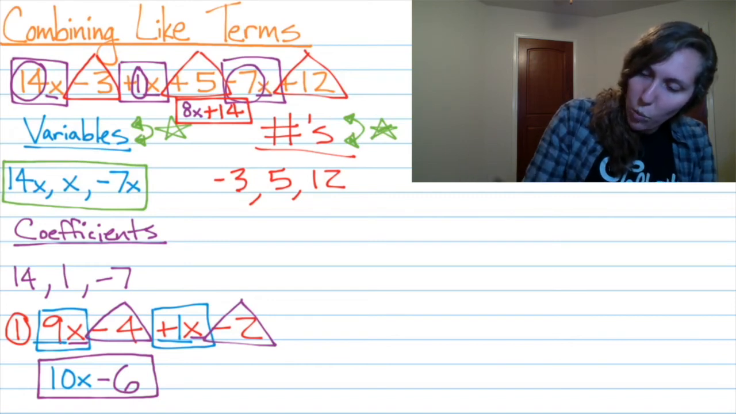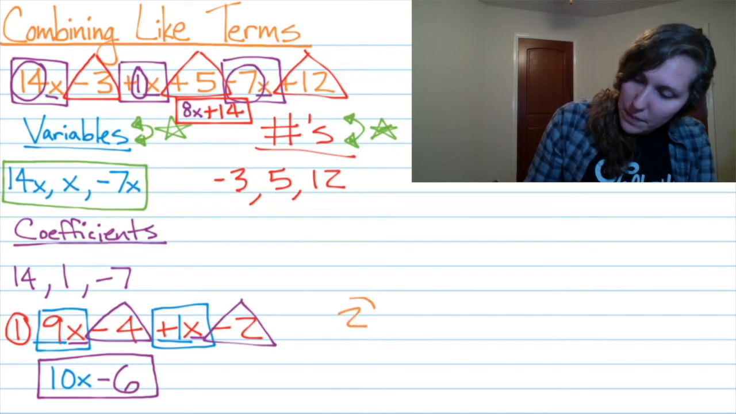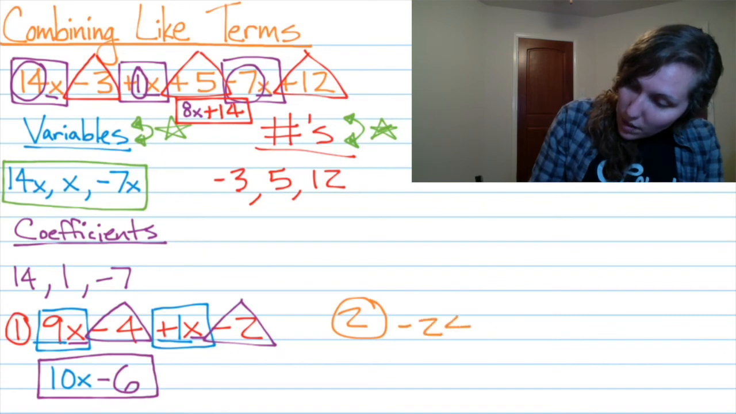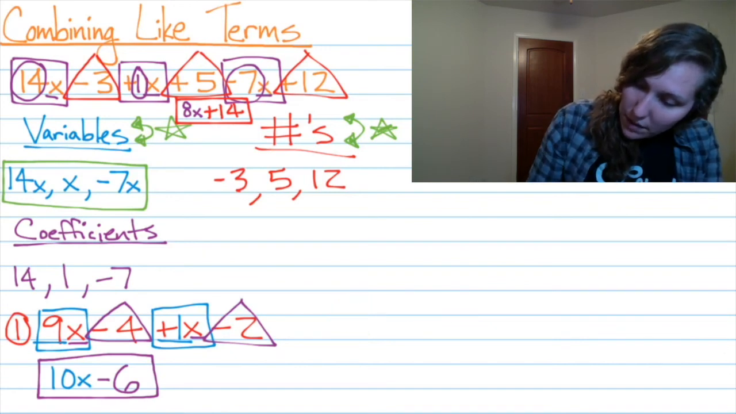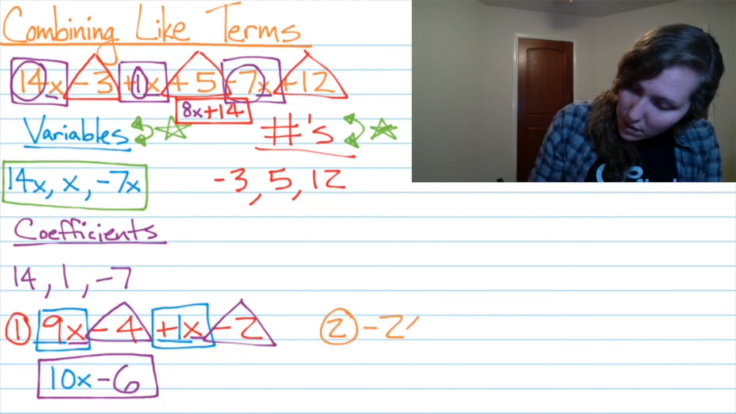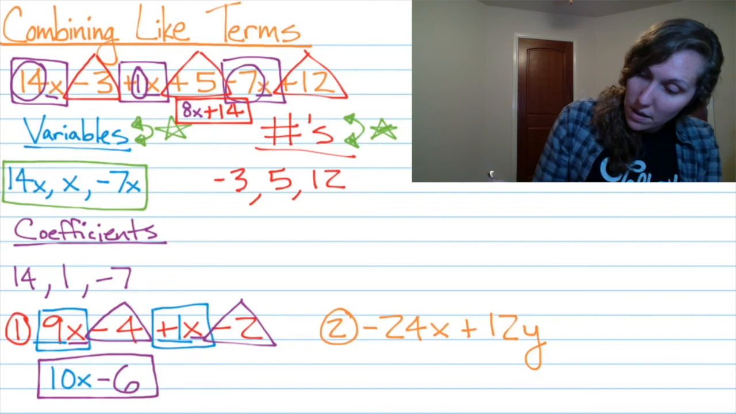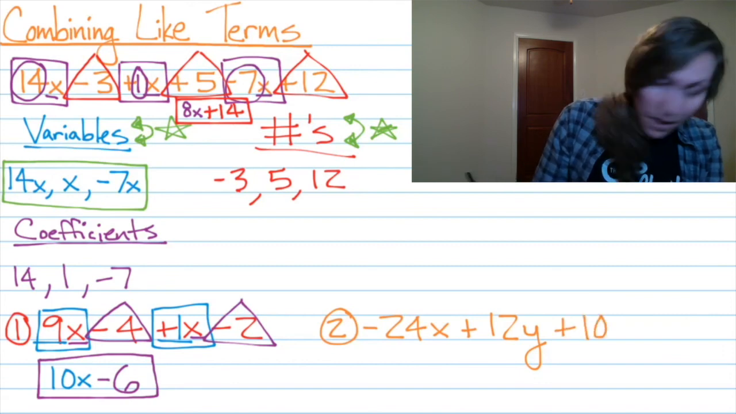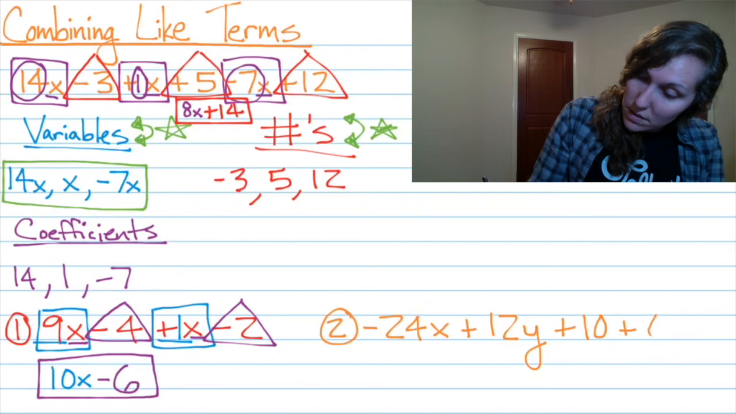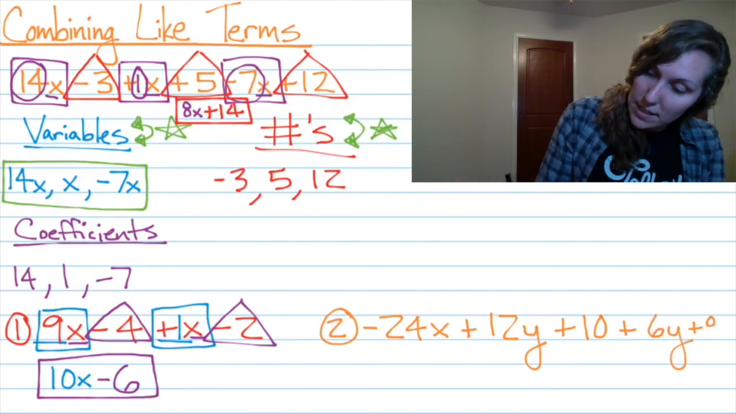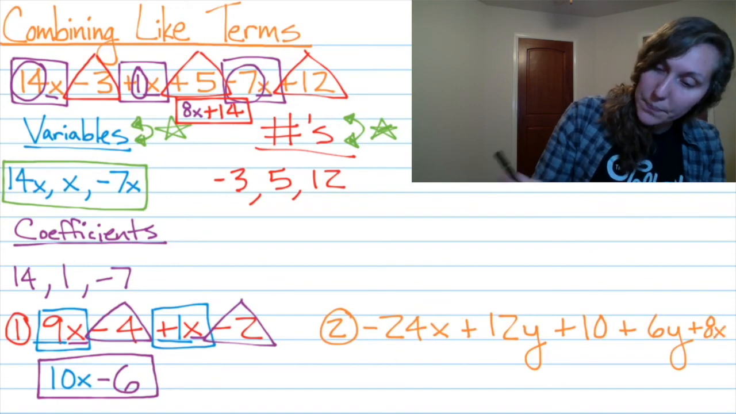We're going to do one more here. And that is negative 24. I'm going to write that a little neater. Negative 24x plus 12y plus 10 plus 6y plus 8x.